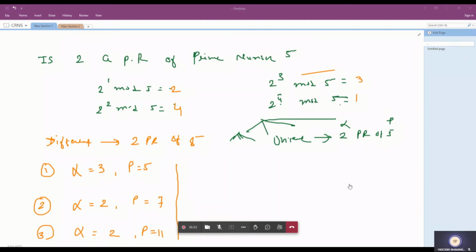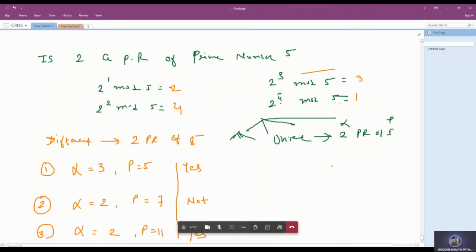Done? Yes, ma'am. Okay, so tell me for the first, is it a primitive root or not? Yes, it is a primitive root. First one is primitive. Okay, the second one is not primitive. Okay, and the third one is primitive. Okay.